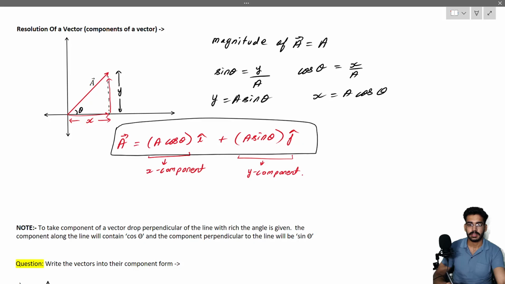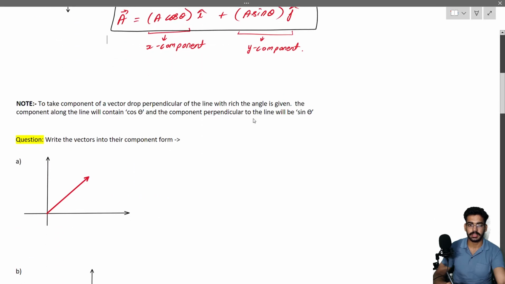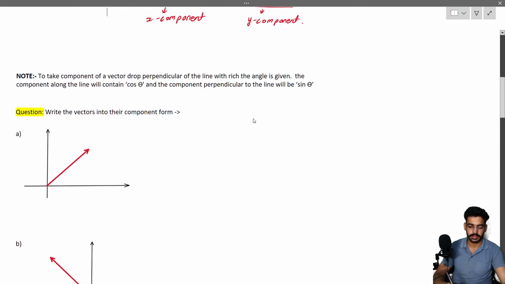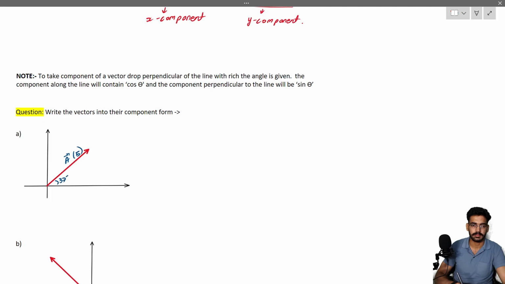Now let's solve some examples here. Let me complete the question for you. We have a vector A with a magnitude of 5 and the angle given is 37 degrees. So how will we write the vector A in terms of i cap and j cap? I have told you that along the x-axis you will take the cos theta component.